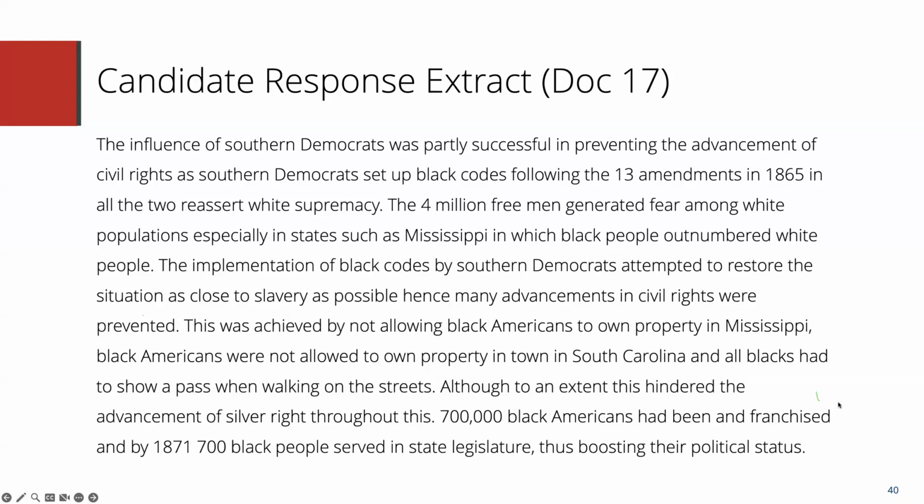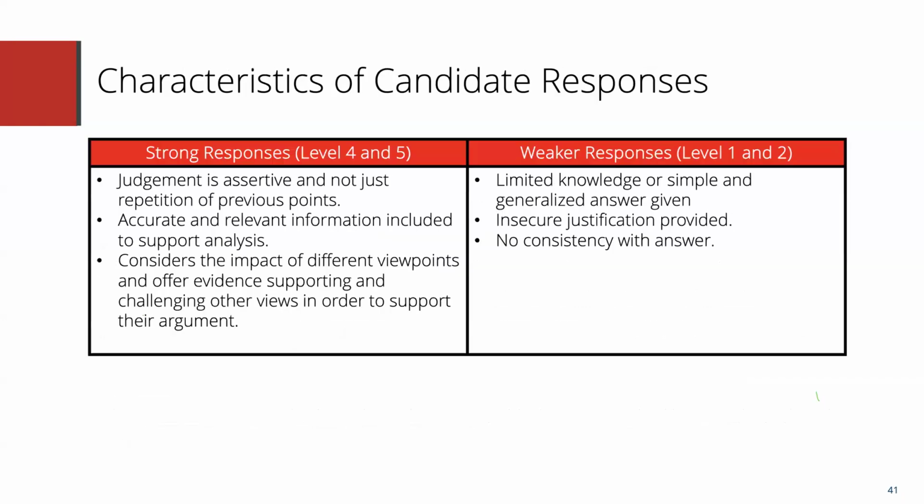Right, if we move on to unit 4 now, and again, conscious of the time, we might squeak over. Obviously, if people have to leave, that's fine. We'll try and get at least section A of unit 4 done. So just some characteristics quickly. Strong responses for level 4 and 5: judgment is assertive and not just repetition. Accurate and relevant information. You especially see the accurate and relevant information.